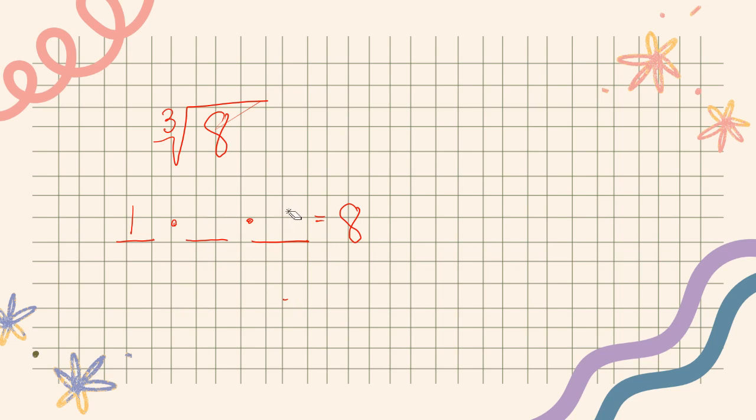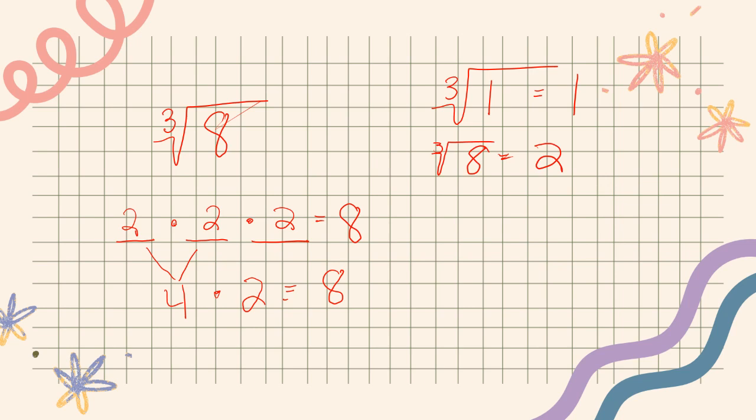And 1 times 1 times 1 would not cut it, because 1 times 1 times 1 is 1. That means the cubed root of 1 is 1. To get 8, we need to think of a different number we can multiply together. So 2 times 2 times 2, 2 times 2 is 4, 4 times 2 is 8. The cubed root of 8 is 2.